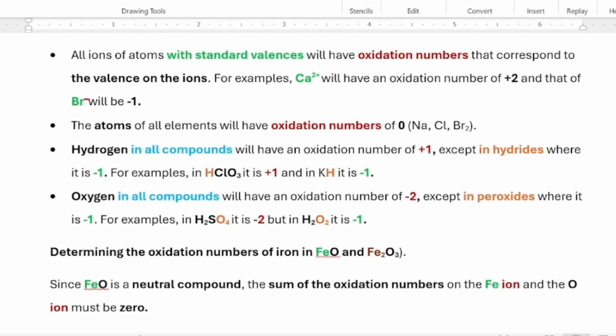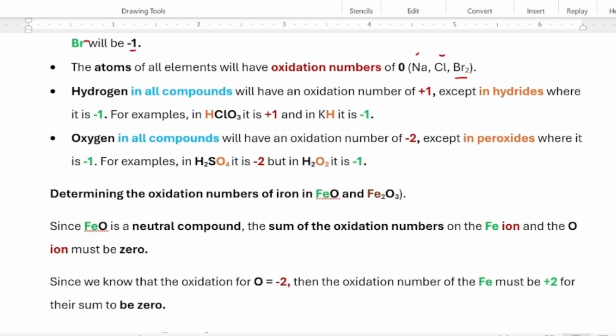For example, Ca2+ will have an oxidation number of +2, and that of Br- will be -1. The atoms of all elements will have oxidation numbers of 0. Examples of these are any element in the atomic form or the molecular form.